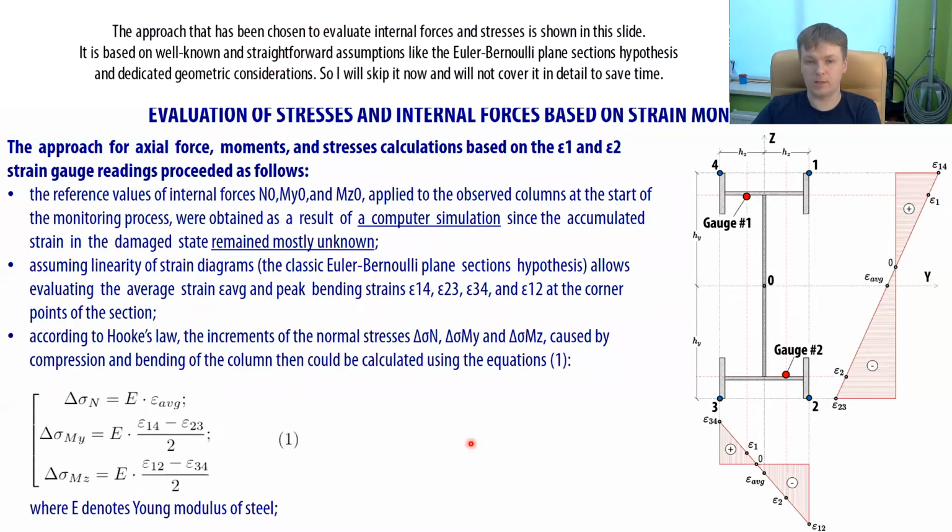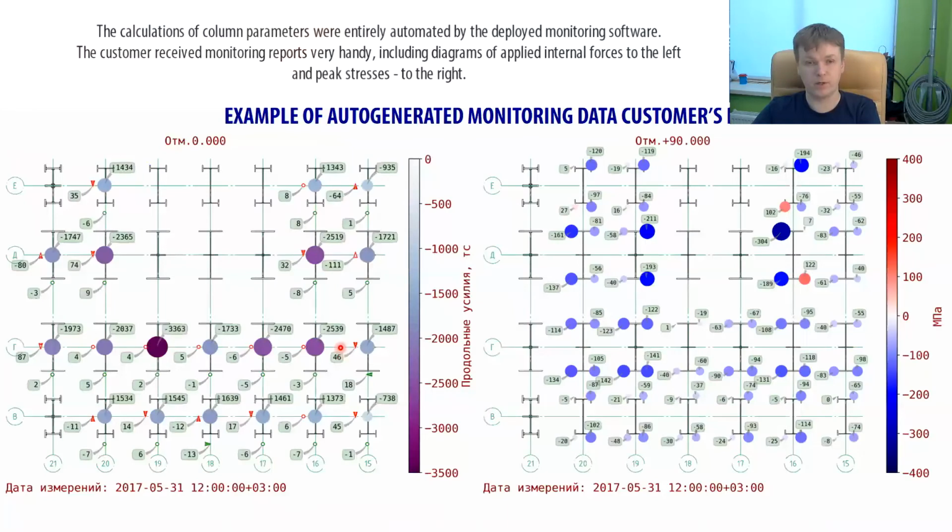The approach that has been chosen to evaluate internal forces and stresses is shown in this slide. It is based on well-known and straightforward assumptions like the Euler-Bernoulli plane section hypothesis and the decayed geometry consideration. So I will skip it now and will not cover it in detail to save your time. The calculations of column parameters were entirely automated by deployed monitoring software. The customer received very handy monitoring reports, including diagrams of applied internal forces to the left and peak stresses to the right.